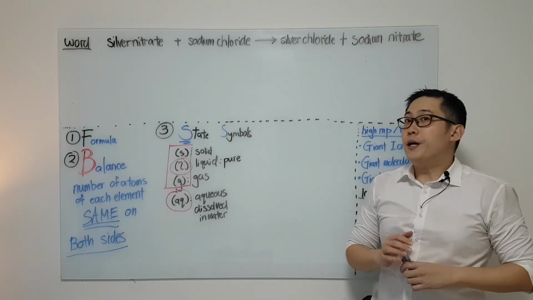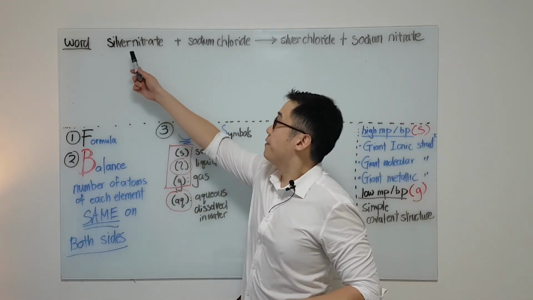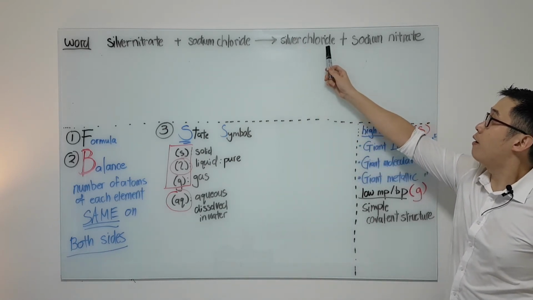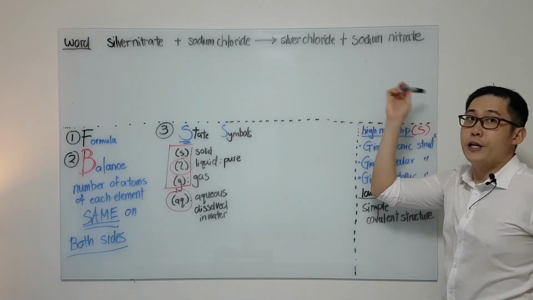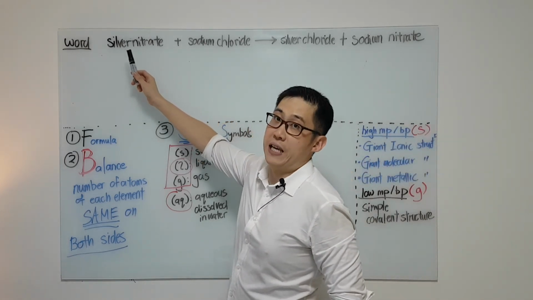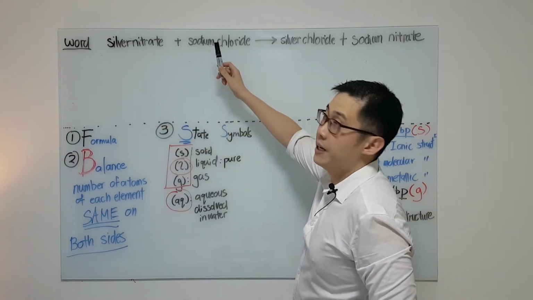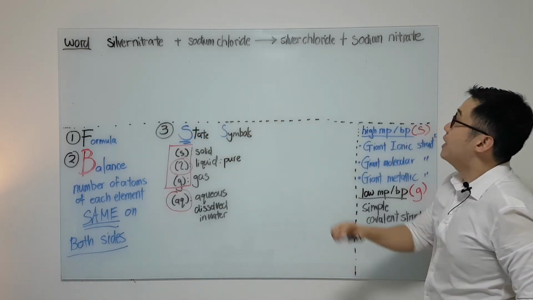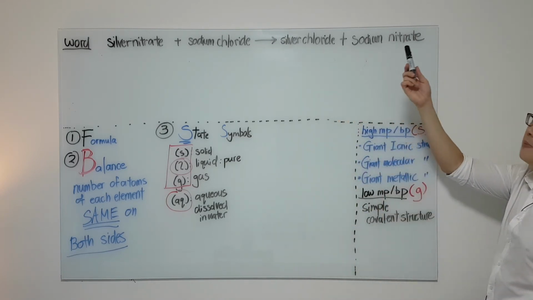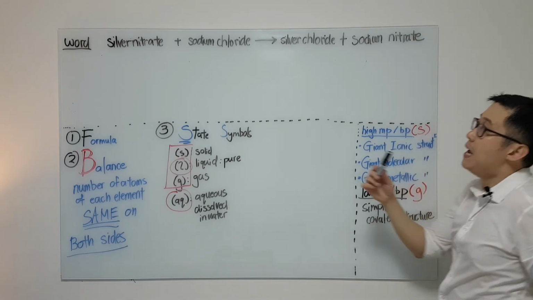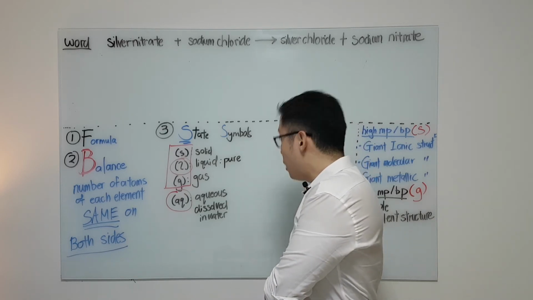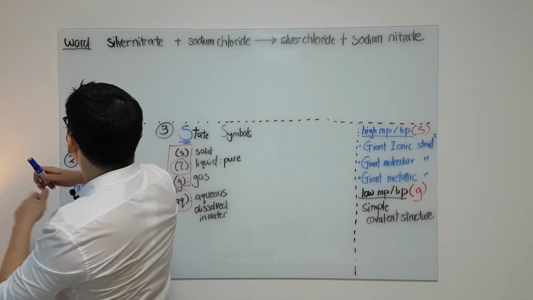Now, students, in this example here, I have silver nitrate reacting with sodium chloride to give me my silver chloride and sodium nitrate. The question tells us very specifically that your silver nitrate is aqueous. Your sodium chloride is aqueous as well. It tells us, however, that your silver chloride is not soluble and your sodium nitrate is soluble. Let us convert it first from the word equation to your chemical equation first.